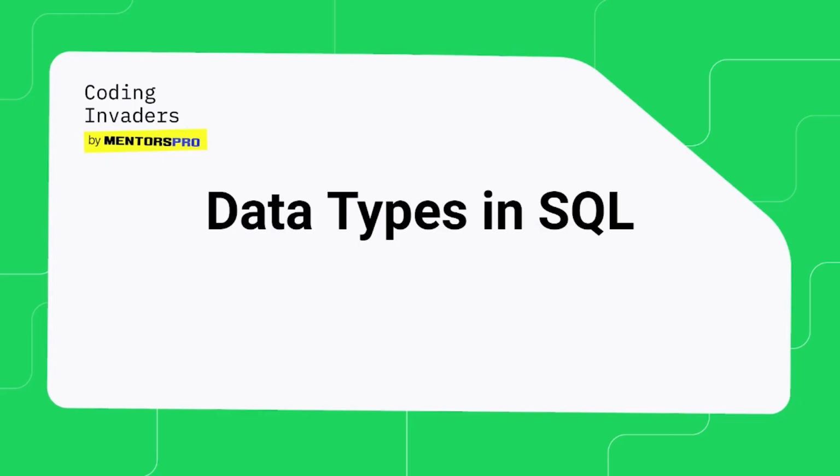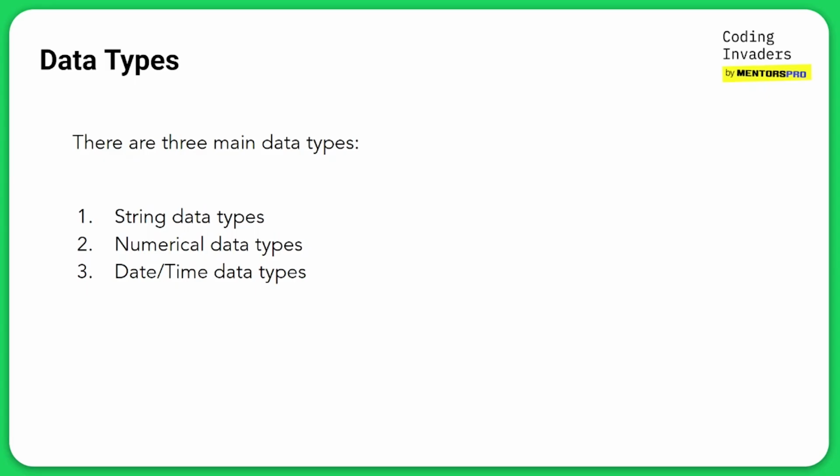In this video, we will be discussing the different data types in SQL and how to use them effectively. SQL usually has a lot of different data types needed to handle various kinds of columns in databases. There are three main types of data in SQL: string data type, numerical data type, and date or time data type.